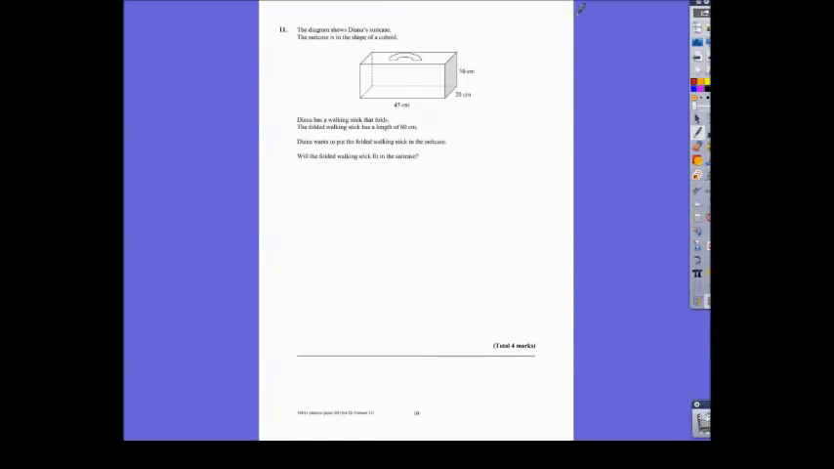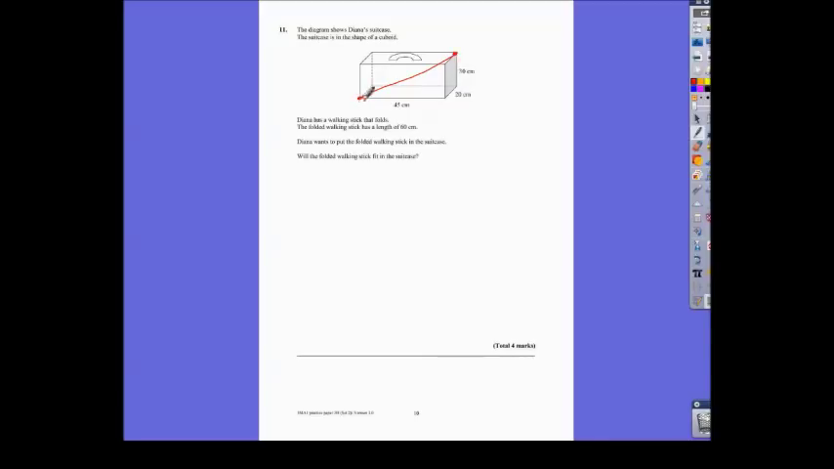Question 11. The diagram shows Diana's suitcase. The suitcase is in the shape of a cuboid. Diana has a walking stick that folds, and the folded walking stick is a length of 60 centimetres. Diana wants to put the folded walking stick into the suitcase. Will it fit? Well, the greatest distance is going to be from corner to corner. So from that corner to that corner is going to be the greatest distance to fit this walking stick in. So we need to work out that distance.